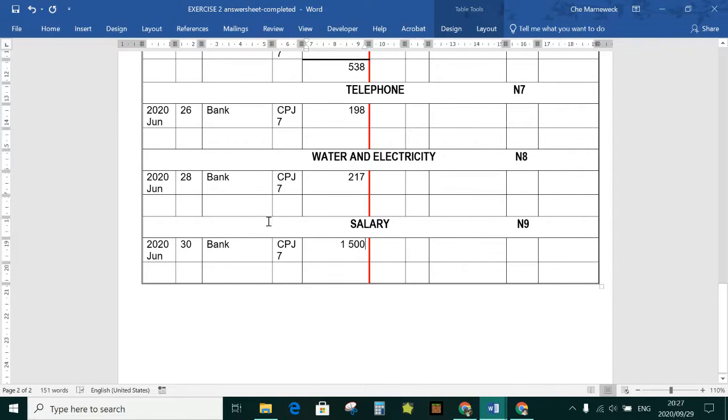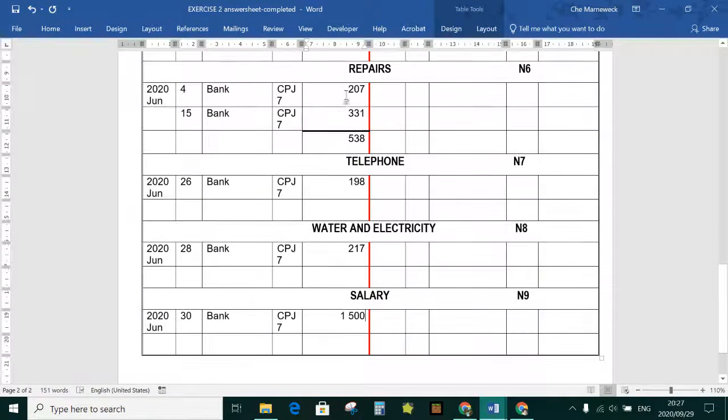1,500 Rand on salary. Notice we've not added or totaled these accounts because we can see the total of telephone, water and electricity, and salaries without needing to total. If you total, you will lose marks. You only total when there are two lines or more on the same account.